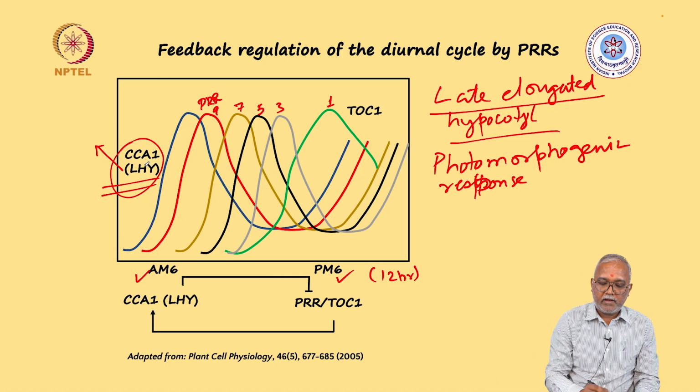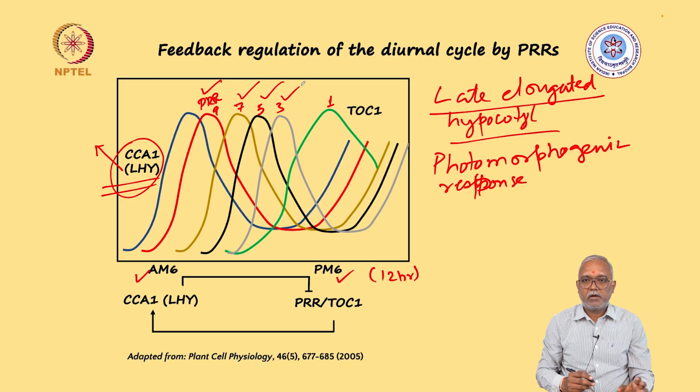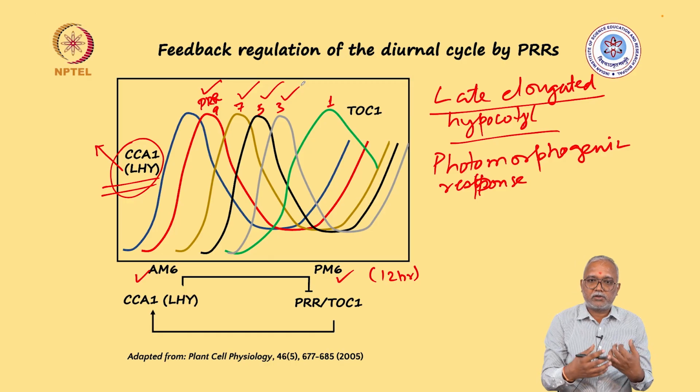So CCA is coming up, and with respect to that, you see how different PRRs are coming. Gradually over this 12-hour window, one PRR comes and goes down, a second PRR comes and goes down, a third PRR comes and goes down. What we still do not completely understand is that these molecules are being synthesized, they are pseudo response regulators. So how do they contribute to this diurnal cycle?